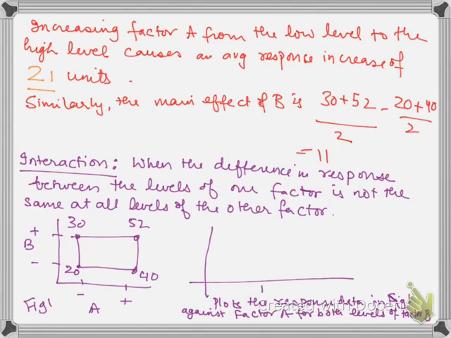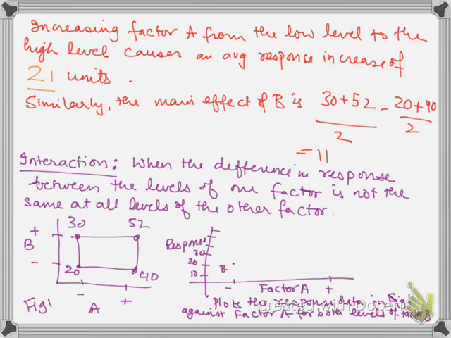So this is my factor A, and this is the values of response. This is my minus and plus level, low and high level of factor A. So at low level of factor A, let's say this is 10, 20, 30. Here, this is my B minus, right? When I have minus, the B minus is 20.